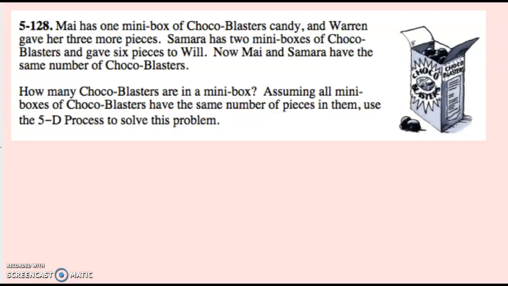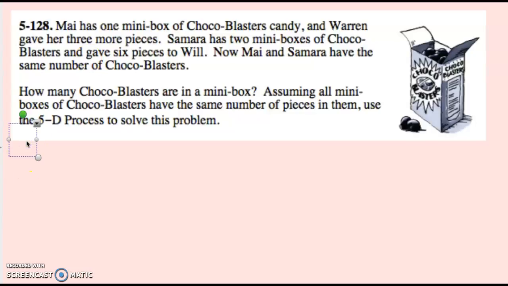Problem 5.128 says Mai has 1 box of Choco Blasters candy, and Warren gave her 3 more pieces. Samara has 2 mini boxes of Choco Blasters and gave 6 pieces to Will. Now Mai and Samara have the same number of Choco Blasters. How many Choco Blasters are in a mini box? Assuming all mini boxes of Choco Blasters have the same number of pieces in them. Use the 5D process to solve this problem.